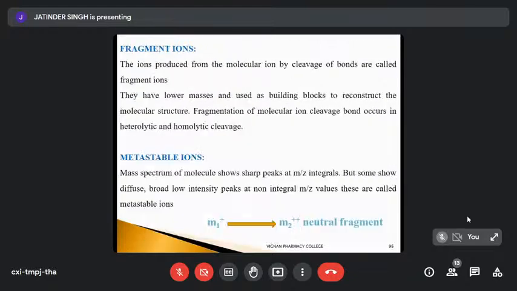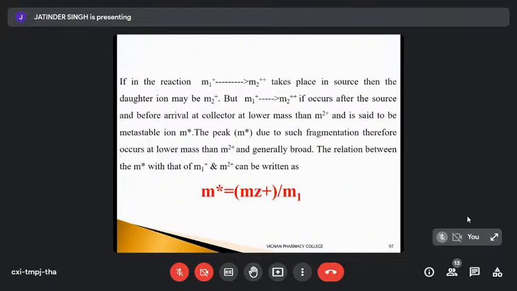I will show you some fragment ions, and some of the ions may not be stable. Metastable ions are produced, and these metastable ions try to convert themselves into stable ions or neutral fragments. Depending upon these fragments, we can have different ions, and characteristic molecular ion peaks are produced, and they help in the identification of the analytes.